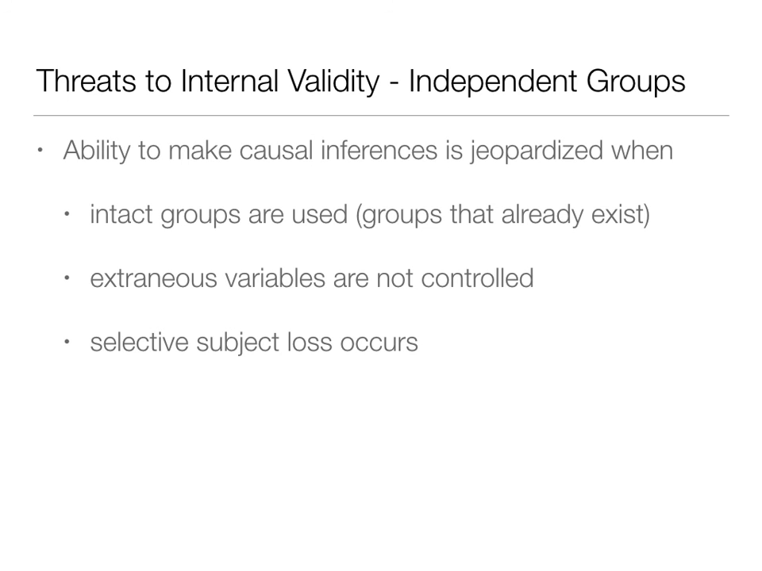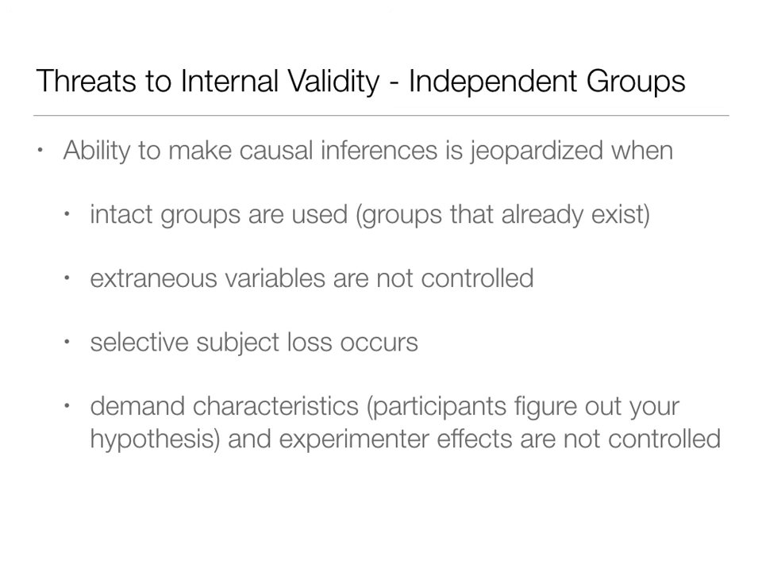If selective subject loss occurs, remember that's when something about one group causes more people to drop out than the other group, and it alters those equal, representative groups that we had to begin with. They're treated equally, they're selected equally, and all of that changes if one group has a whole bunch of people drop out and the other group doesn't. Demand characteristics. This is when the participants figure out your hypothesis, or these experimenter effects, where you have maybe one really nice experimenter and one not nice experimenter, and that's allowed to co-vary as well. So those are the things we have to worry about.